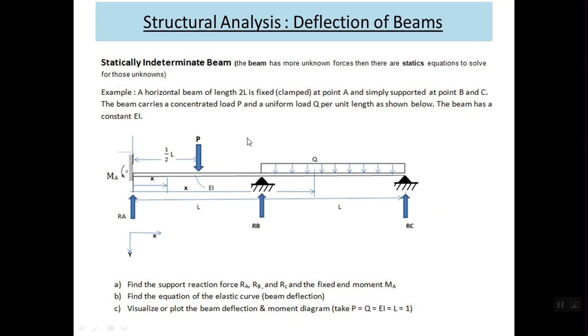The beam carries a concentrated load P and a uniform load Q per unit length, and we assume it has a constant EI. Today we'll try to find the support reactions: moment MA at point A, RA, RB, and RC. We will find the equation of the elastic curve, and then plot the beam deflection and the moment diagram, assuming P, Q, L, and EI are all unity, with value 1.